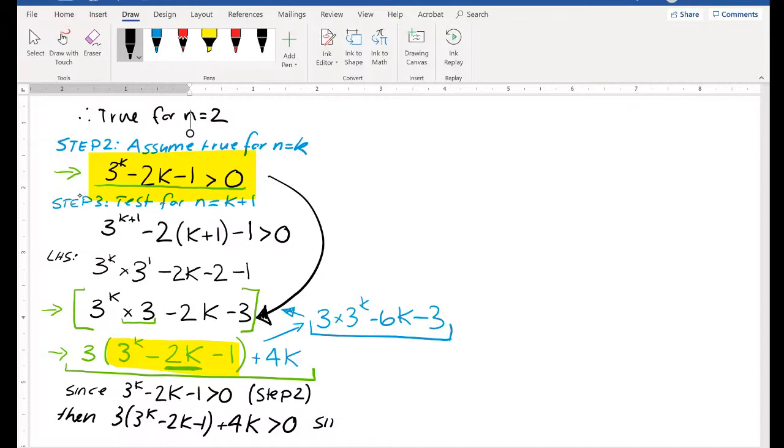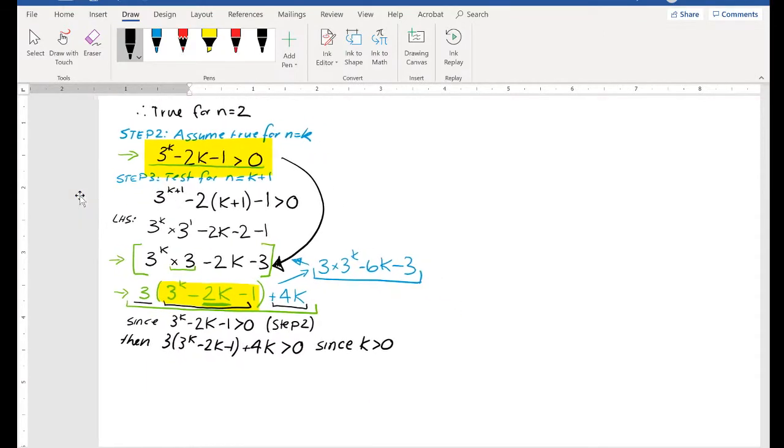And I know that because I know that k is greater than 0. So I knew that this part here was greater than 0. So timesing it by 3, it's still going to be greater than 0. And plusing 4 lots of k, if k is positive, which we know it is, still going to be greater than 0. So I'm done.